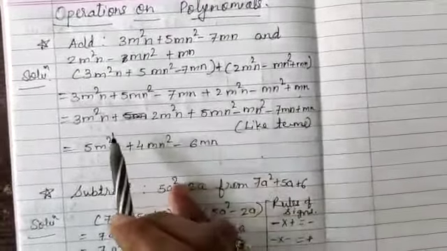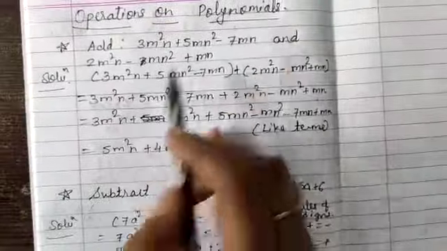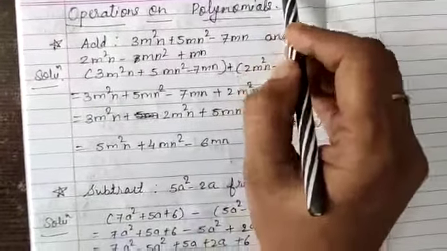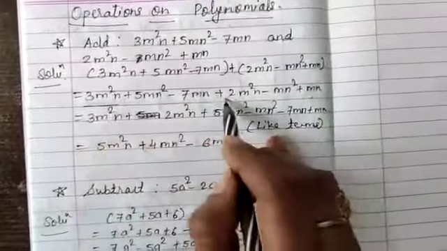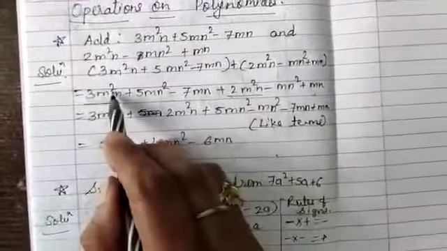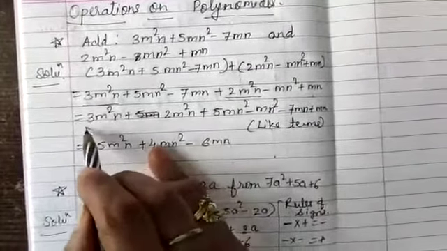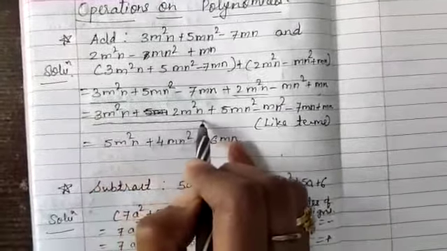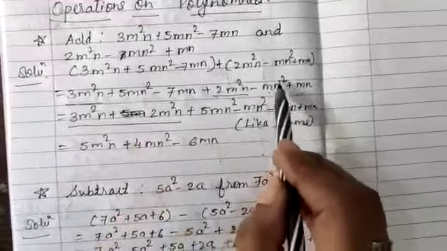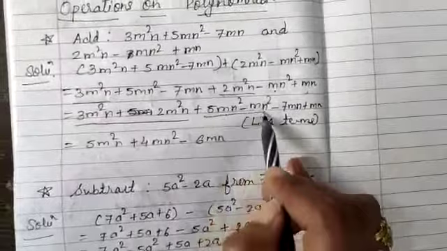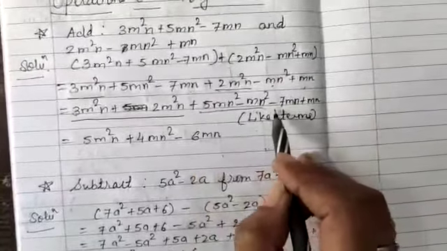Now what is the next step? You know, you have to collect the like terms. Now like terms means what? When the power of the variable is same. Now you can see here 3m square n and 2m square n. M square n, m square n. These are like terms. So collect the like terms. 3m square n plus 2m square n. Then here this is mn square and mn square collected. Then add. Again you can see mn. These are like terms we have collected.